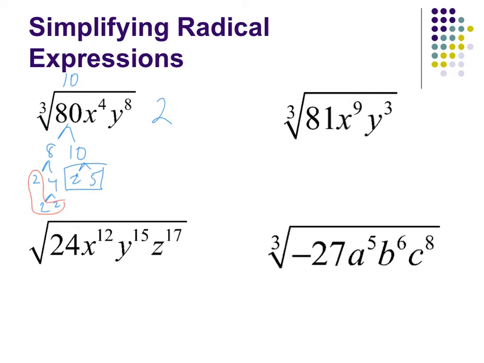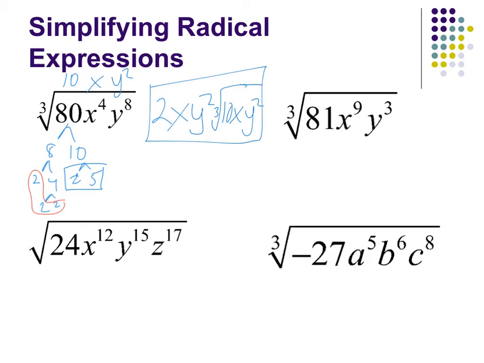All right, the next one, we're looking for groups of 3 x's. Well, there's one group of 3 x's, so an x comes out, 1's left over inside. Group of 3 y's, we got 3, 6, so that's 2 of them. And then 8 minus 6 gives me 2, so y squared is left over, which means I'm left with the cube root of 10 x y squared. Let's extend that radical a little more. All right. Awesome. That one was so much fun.